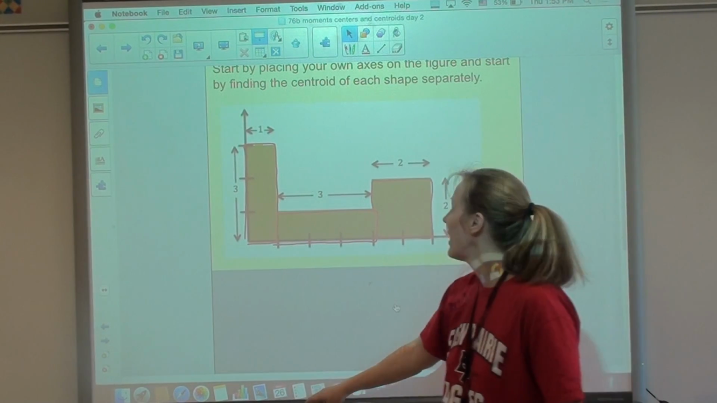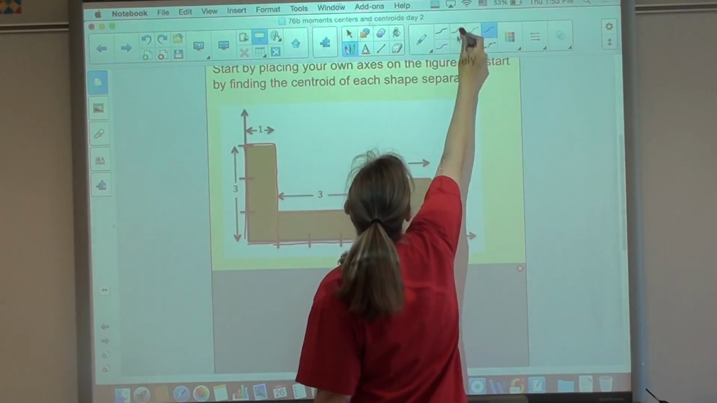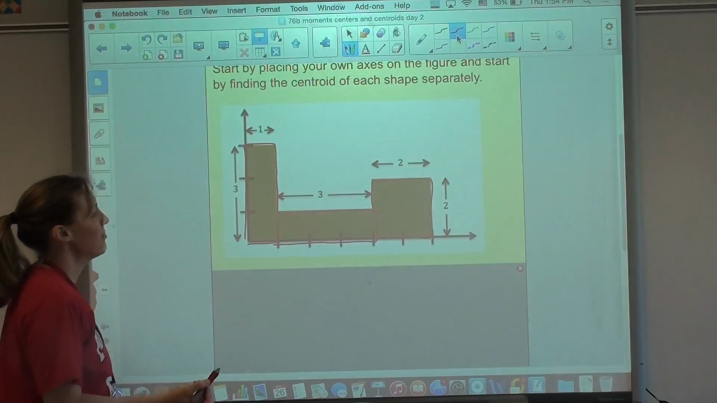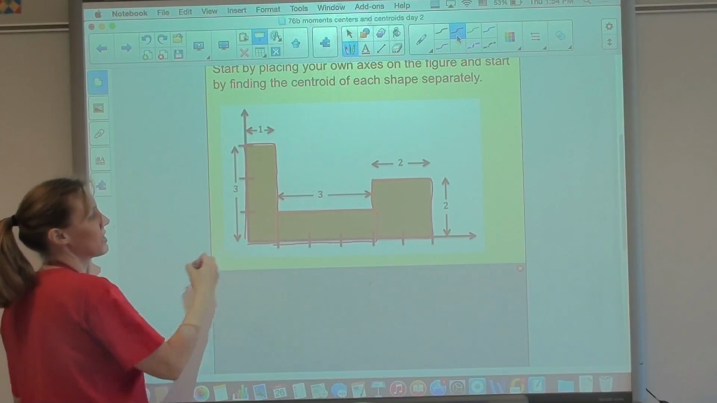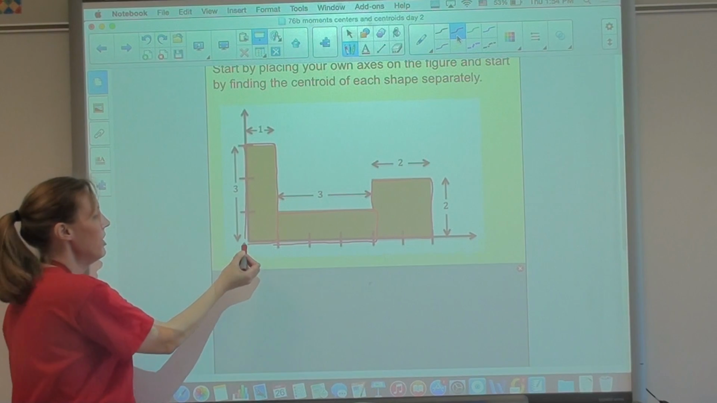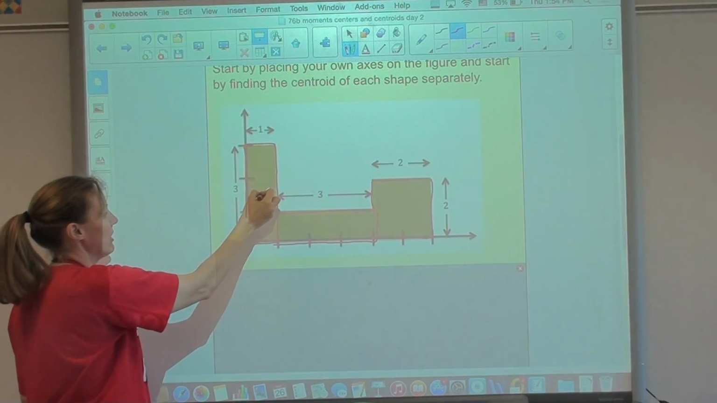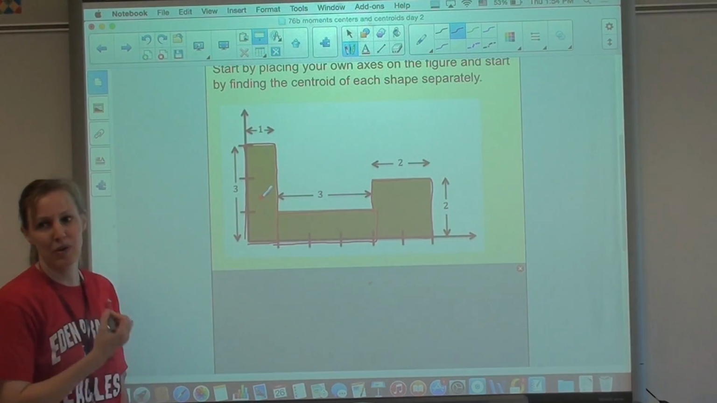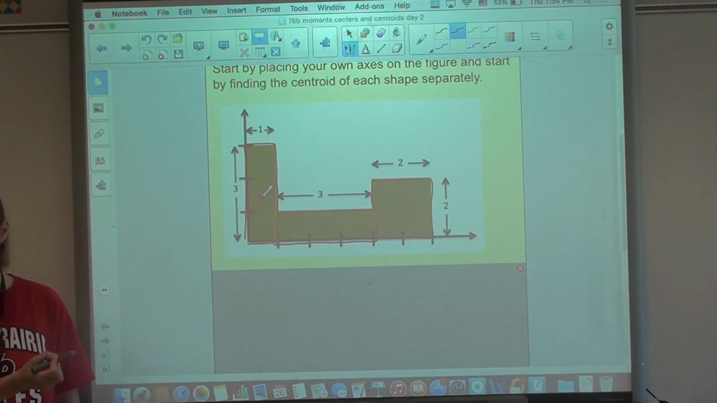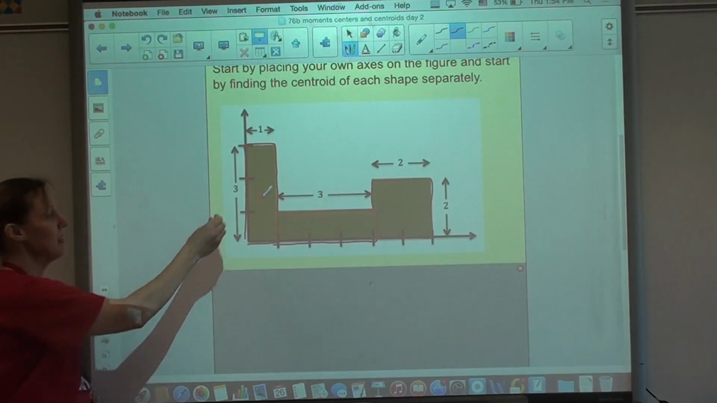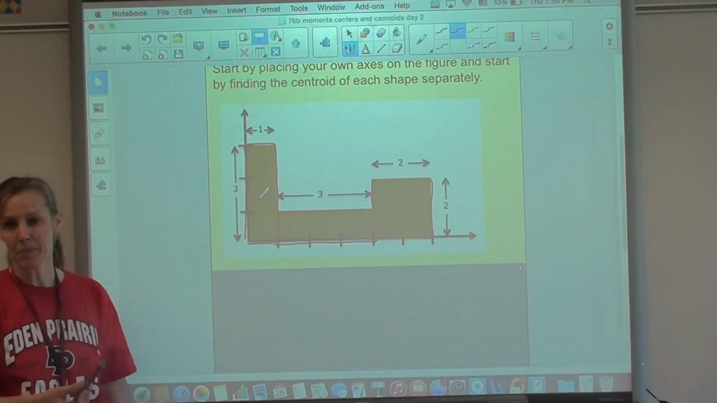Each of these has a center of mass. So the center of mass for a rectangle is the center of the rectangle. So I'm just going to give it to you for the first rectangle. It would be 1/2, 1 1/2. Halfway between the x's, halfway between the y's. Alright? So that would be the centroid for this rectangle.